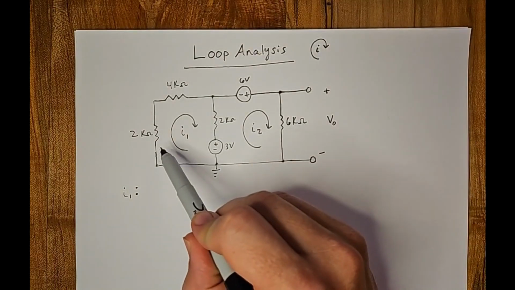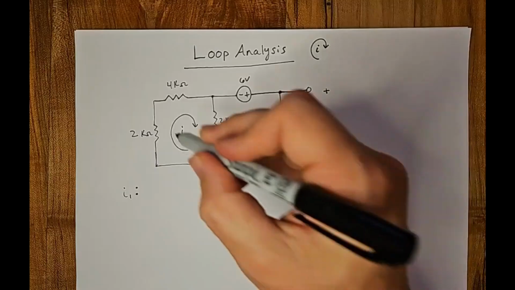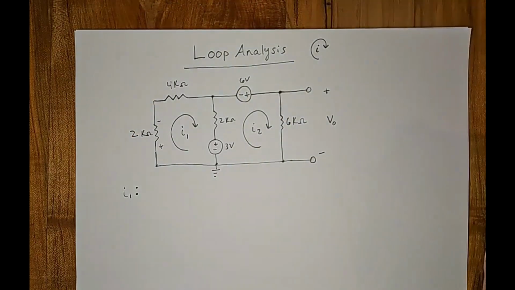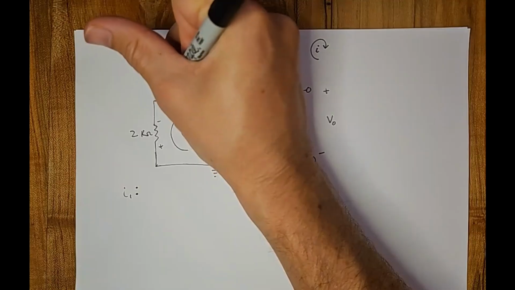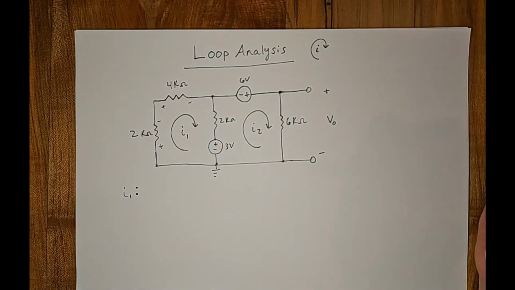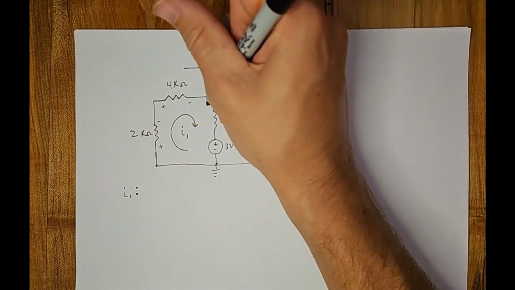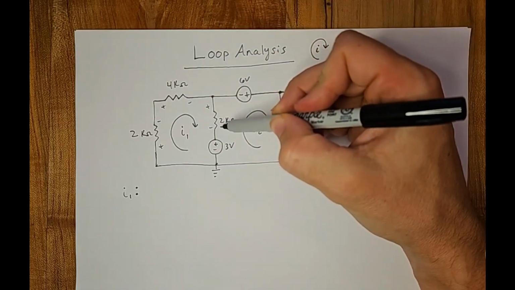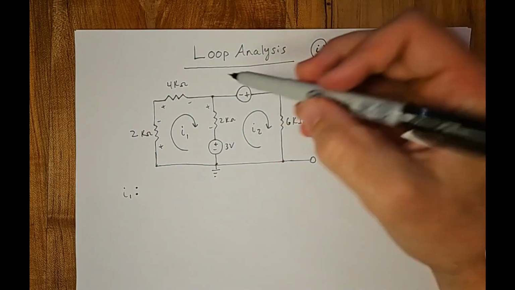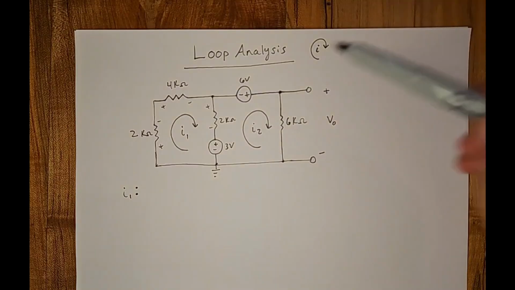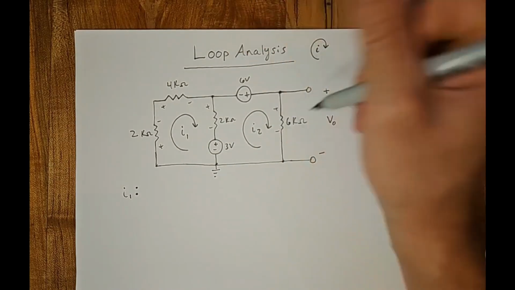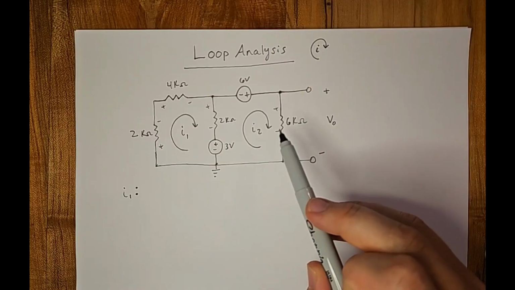Before we even start writing stuff down, we're going this direction. So let's write plus minus on our resistors. Let's keep their orientation correct. Let's just go ahead and call this the positive and this the negative side of the 2K ohm resistor. As long as we're consistent, that's all we need. And then this way, we're going to do plus and minus on the 6K ohm resistor.